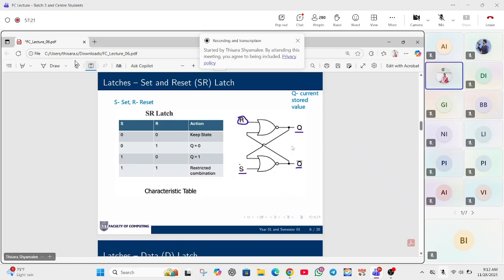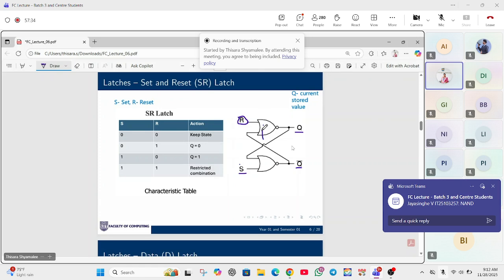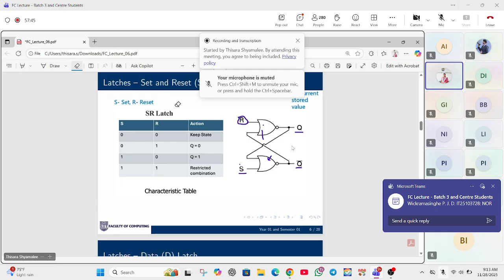Okay. Before moving on, can you say what this logic gate is? This gate here, this one, what is this gate? Anyone say? Yes, this is the NOR gate. Very good. This is the NOR gate.